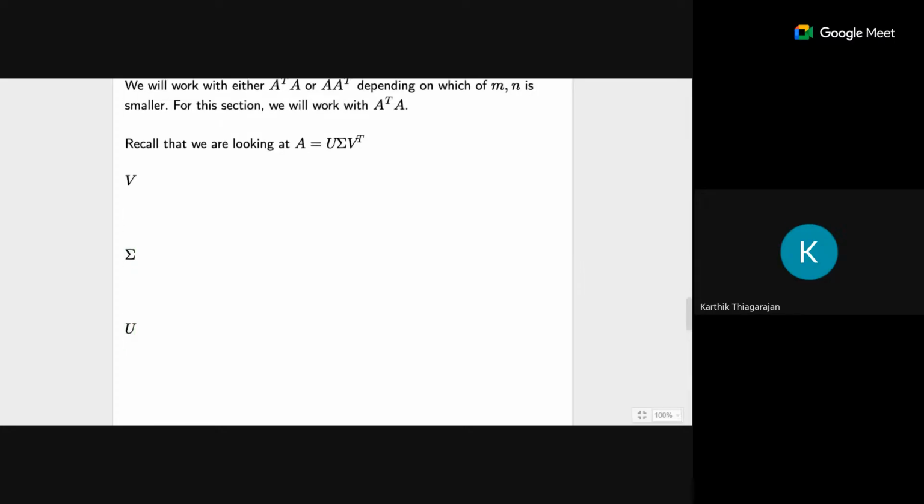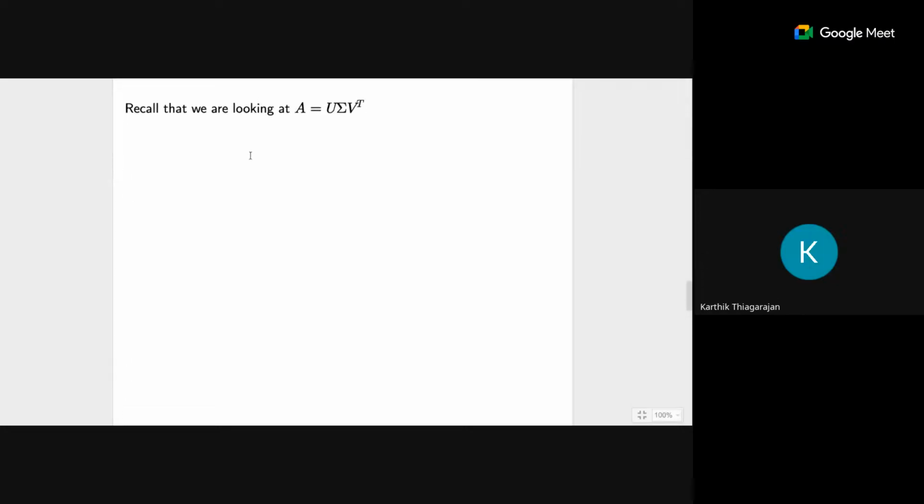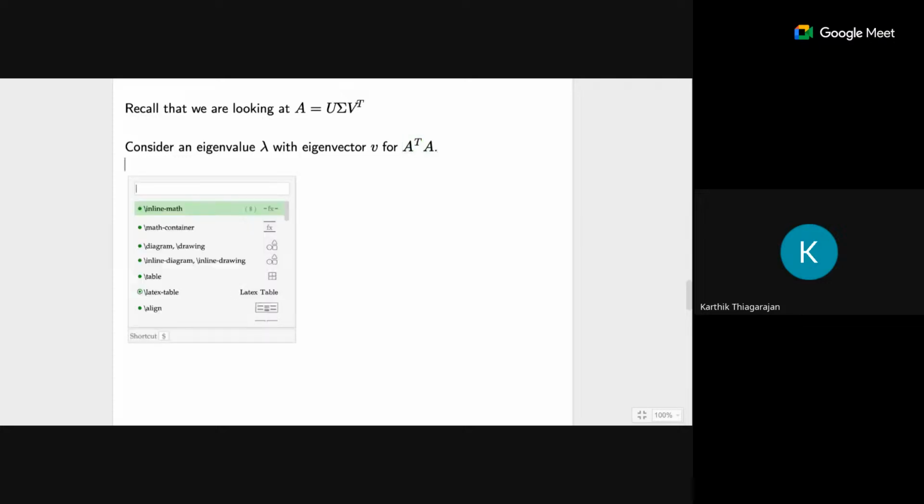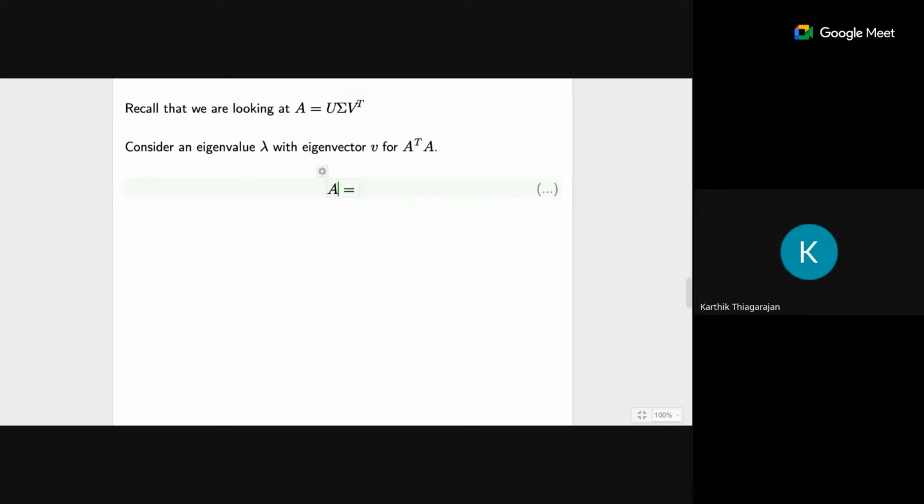So the first thing is, we'll start with A transpose A's eigenvalues and eigenvectors. So consider an eigenvalue lambda with eigenvector V for A transpose A. Okay, so this is where we are starting. A transpose A, you already know what this means: A transpose A times V equals lambda times V.